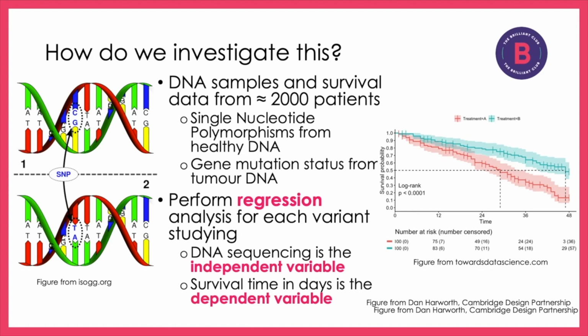The data I have access to comes in 2 forms. The information on the tumour DNA is simply whether or not a patient has a normal, known as wild type, or mutated sequence for a number of genes that are known to affect colorectal cancer patient outcomes. These genes include KRAS, NRAS, and BRAF. The healthy DNA is more extensive.